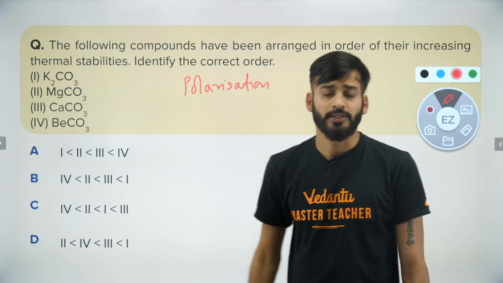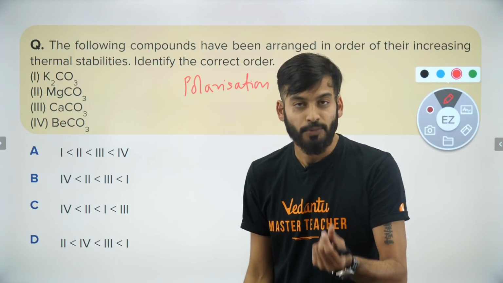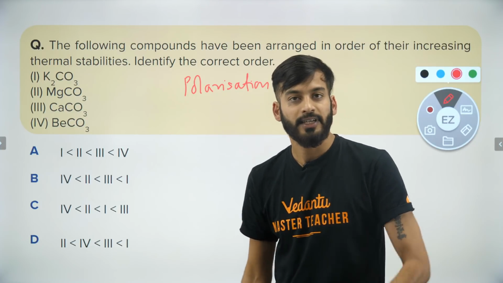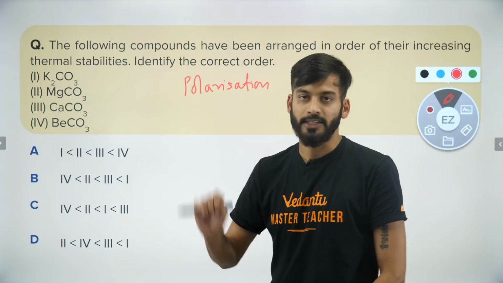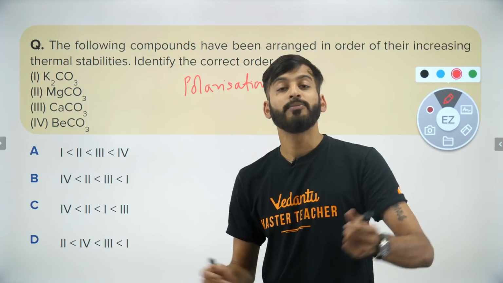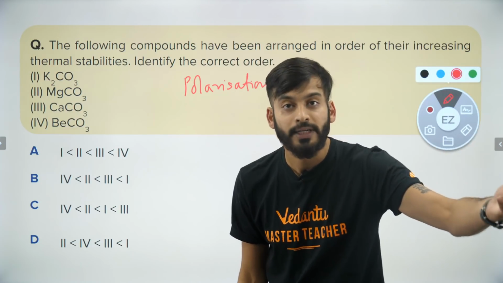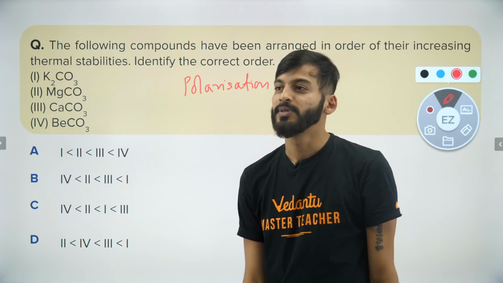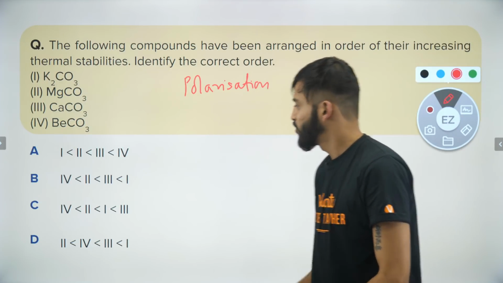Fajan's rule, polarization. Smaller the size of cation. You see, anions are all same. Each anion is carbonate. So cation is changing, right? And polarization says if the smaller the size of cation, higher will be the polarization, higher will be the covalent character. And if covalent character is more, thermal stability will decrease. Now tell me one thing.